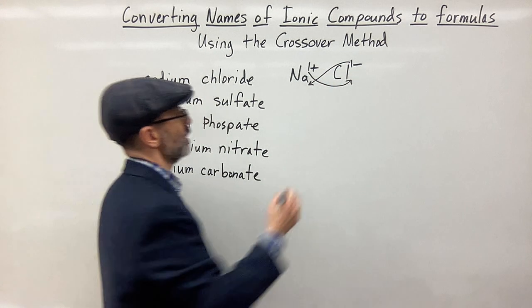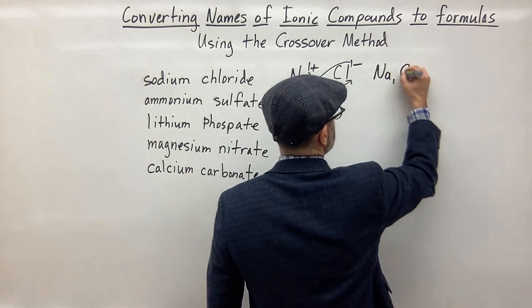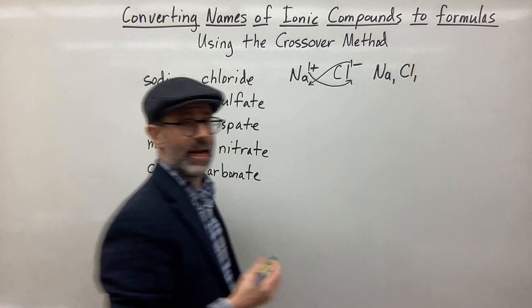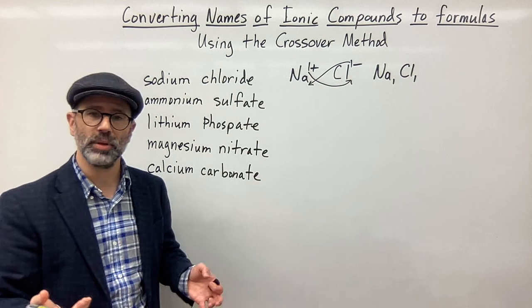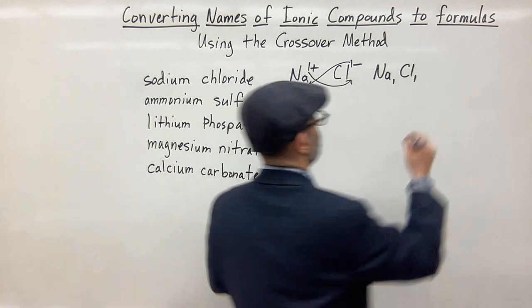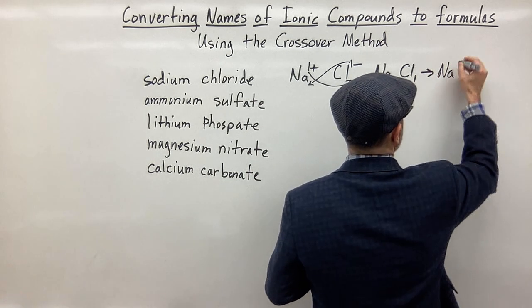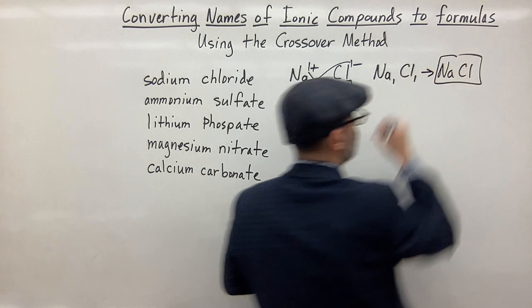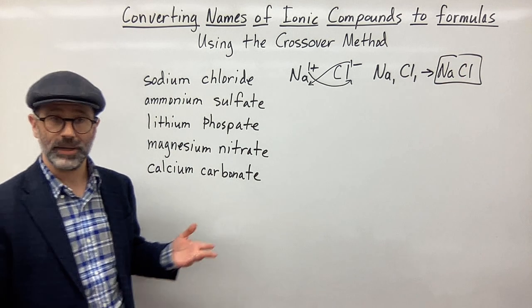And so then it becomes Na1Cl1. And again, of course, we don't write the ones. We never really write ones in our formulas. So it's just going to be NaCl. So that's the formula for sodium chloride.